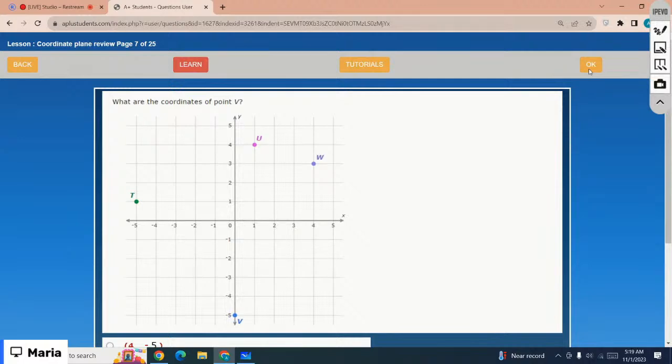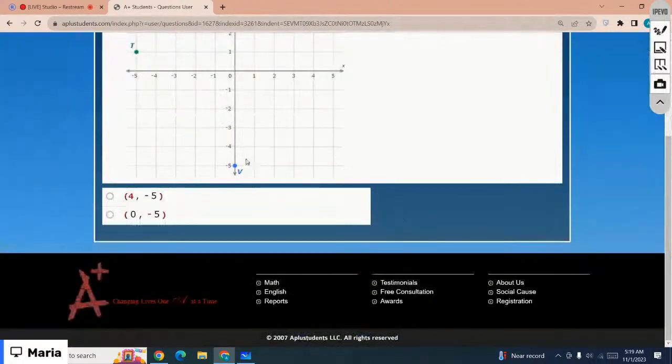The coordinates of V are 0 and negative 5, right? Because V is exactly on the y axis, so x must be 0. It is 0 and negative 5. Option 2 is the correct option. Got it?